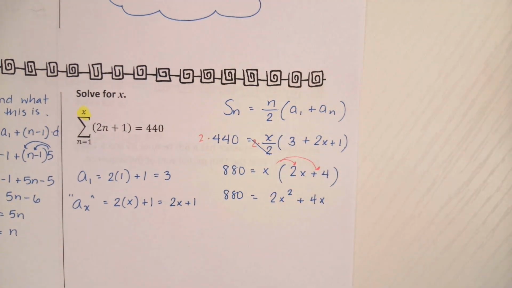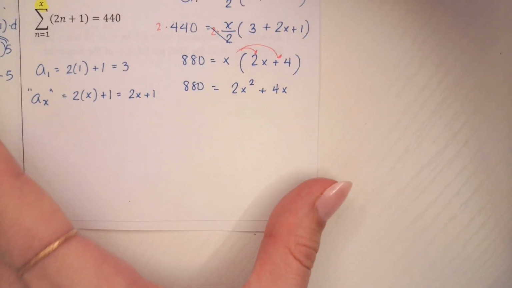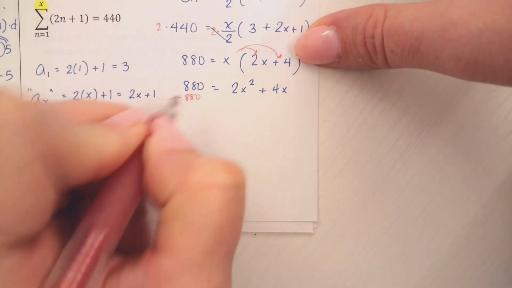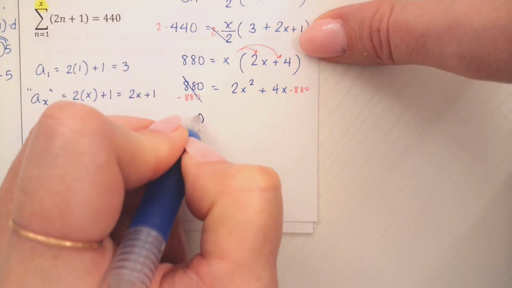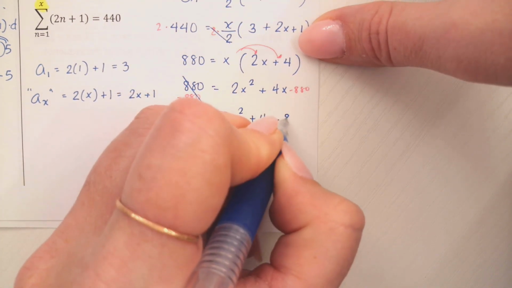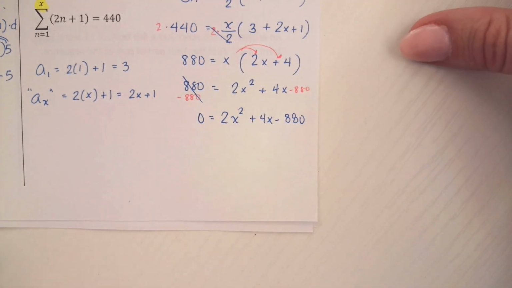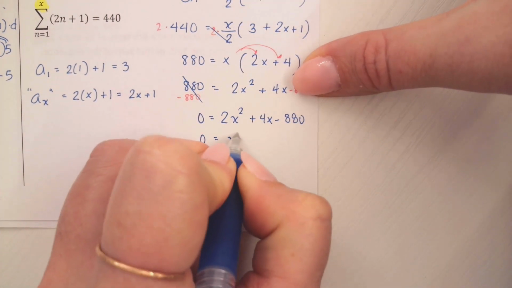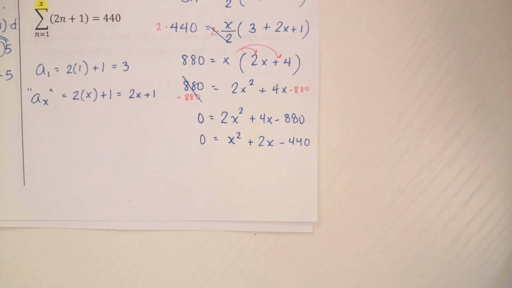What type of equation is it? It's a quadratic equation. To solve this, yes, we can set it equal to 0. So we'll have 0 equals 2x squared plus 4x minus 880. Definitely divide by 2 to make those numbers smaller. So it would be x squared plus 2x minus 440 again.